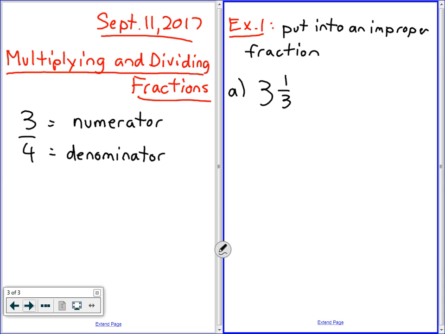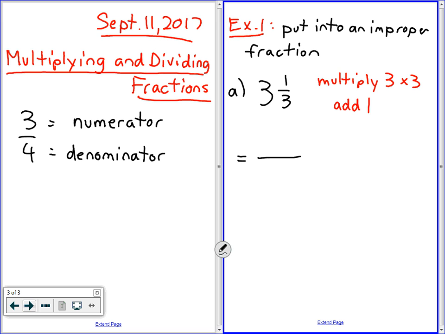Spider-Man. What's the difference between this one and the last one? It has a whole number. It has a whole number, okay? We don't really like whole numbers, okay? So this is the way you do it. You're going to multiply 3 times 3, and you're going to add 1 to it. Because 3 wholes mean that there's 3, 6, 9. Then we're going to add 1 to it to get 10.